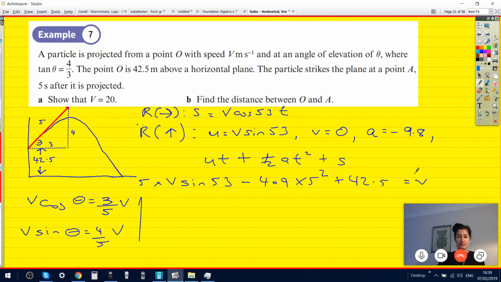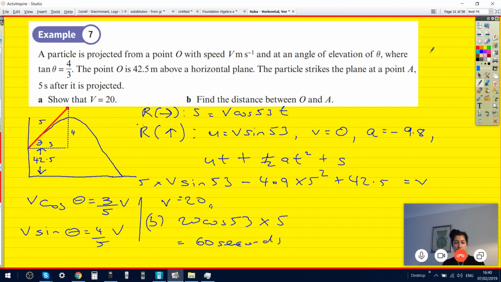And then that gives you 20. Well, 80 over 4, then, yeah, 20. Sine 53, they put it in fraction form, but you get the same thing. Okay, find the distance O to A. V cos 53, so 20 cos 53, times 5? Yeah. 60.